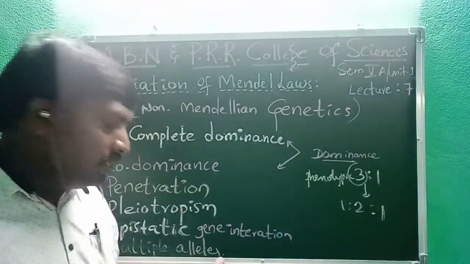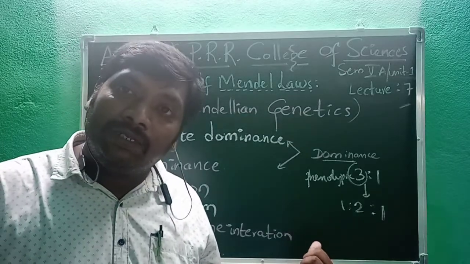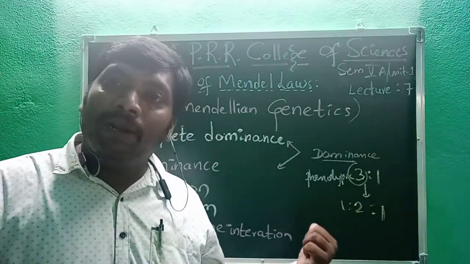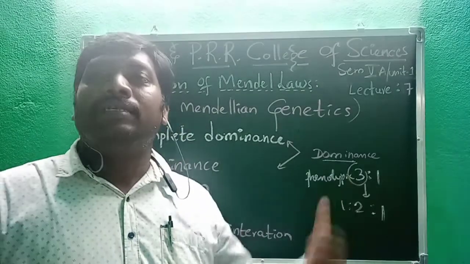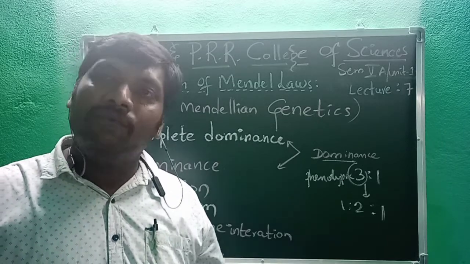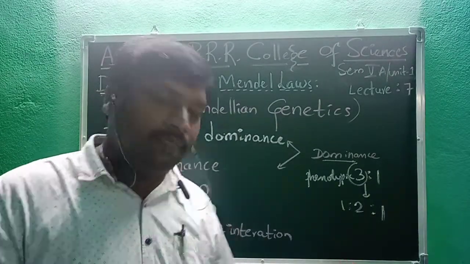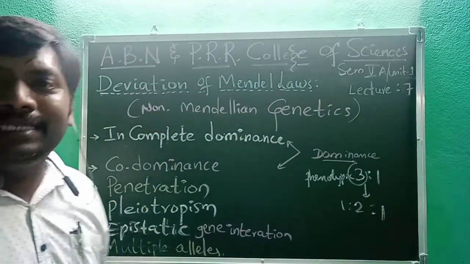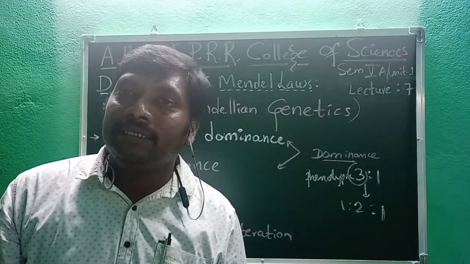Here the types of ratios are dominant epistatic ratio, recessive epistatic ratio, cumulative effect, supplementary genes, and dominant epistatic other than recessive character. So likewise these type of ratios will appear. We will discuss them in the next classes. And last but not least is multiple alleles.